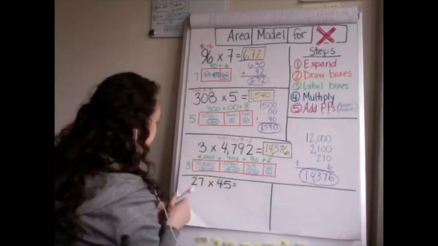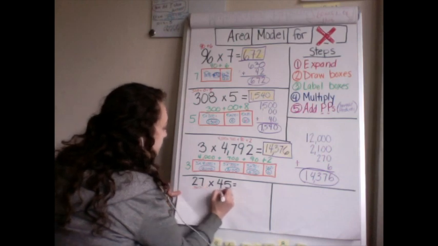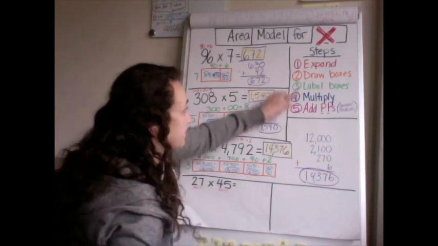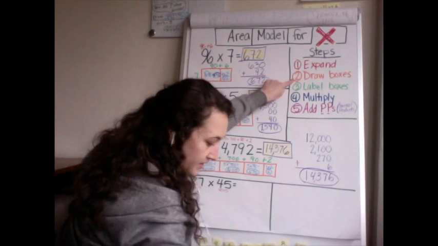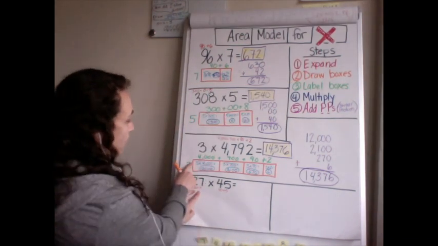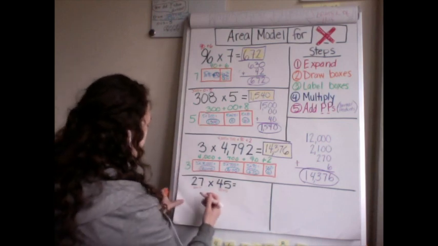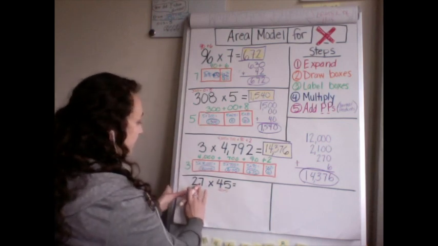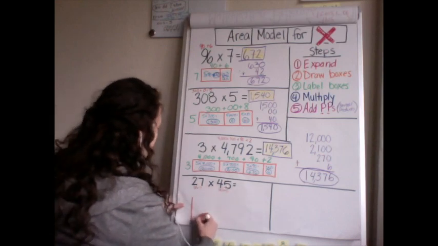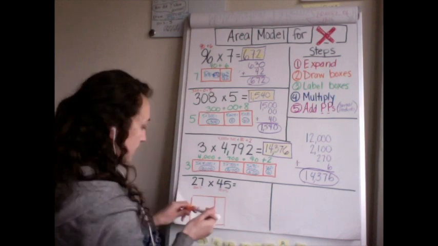Step number 1, expand. I have 20 plus 7, and I have 40 plus 5. Step 2 is to draw our boxes. We're still drawing the boxes, but now instead of having 1 digit here, I'm going to have 2 here. So I'm going to have 2 digits and 2 digits. So really, I'm going to make a square. And I'm going to have my ones digit here.